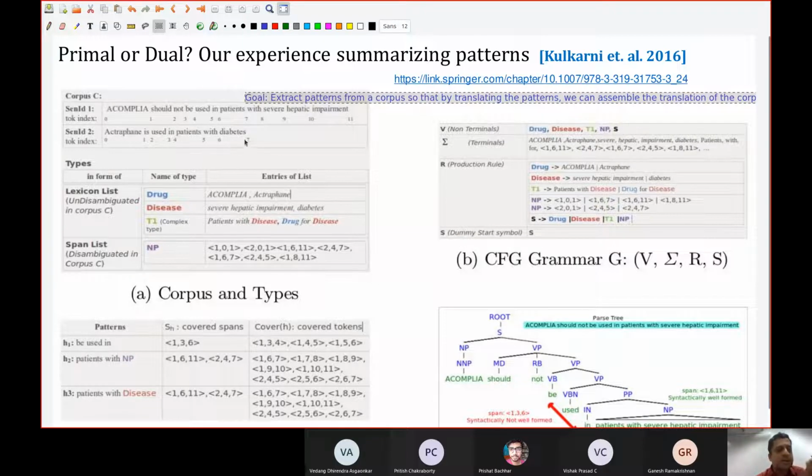Acta pain is used in patients with diabetes. And then we had some lexicons. We had these sentences and we had some lexicons. So drug, Accomplia is a drug. Severe hepatic impairment is a disease. Diabetes is a disease. Okay.